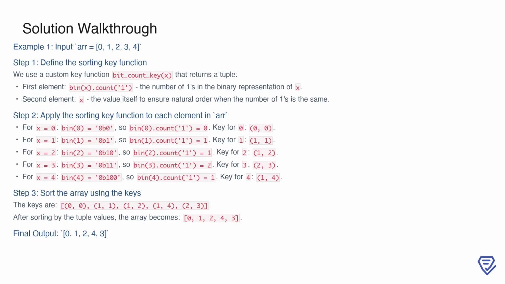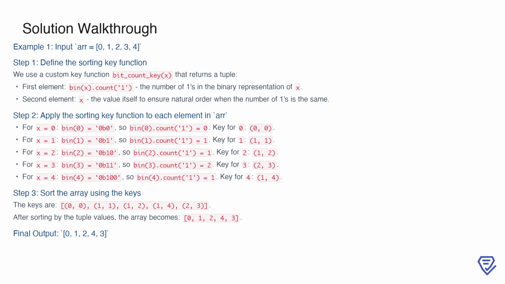Now, for each element in the array, we calculate its corresponding key. For instance, the binary representation of 0 is 0b0, which has 0 ones, so its key is (0, 0). Similarly, for 1, its binary form is 0b1, which has 1 one, so its key is (1, 1). For 2, the binary is 0b10, also with 1 one, making its key (1, 2).